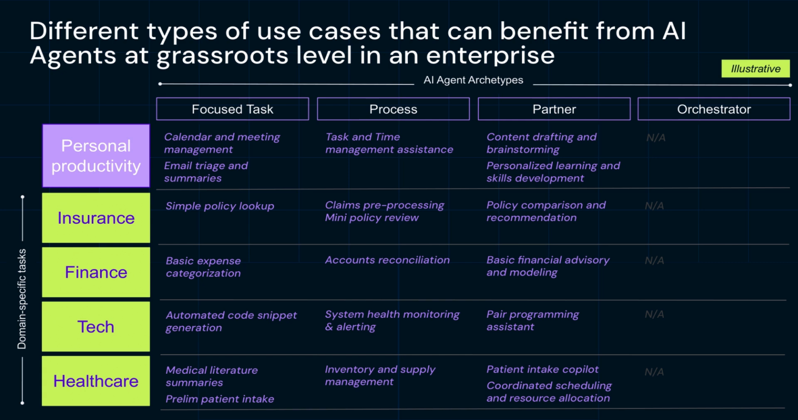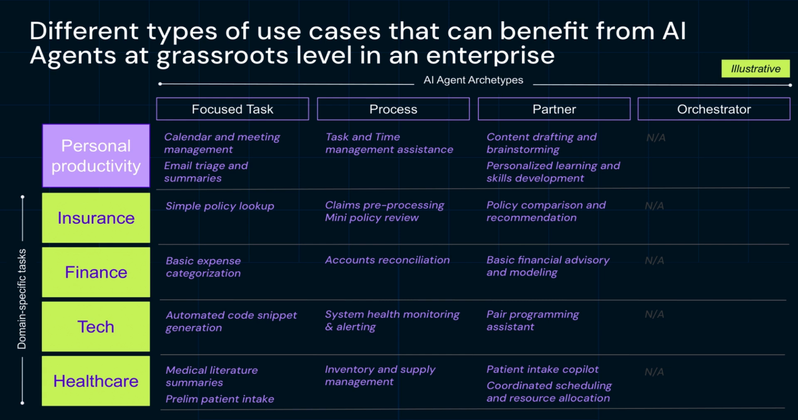Let's talk about some use cases in finance. A focus task agent would be a basic expense categorization, which auto sorts expenses for small teams or individuals. An example under process agent would be something like accounts reconciliation, which matches bank statements to internal records, flags discrepancies. An example under partner agent would be basic financial advisory and modeling, which suggests scenario modeling for small scale investment and budgeting.